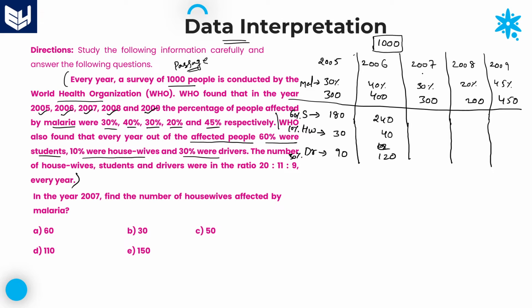Now in 2007, total 300 members. Out of that, these two values are the same. Directly you can go with the first column and second column, both are the same. Why? Because the total value is the same. Next 2008. In 2008, 200 members were affected by malaria. Number of students, 60 percentage, which is 120. 10 percentage, that is 20. 30 percentage, that is 60.